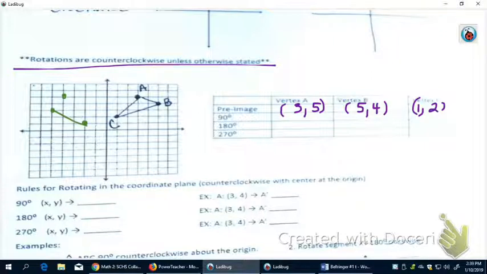And the easiest way just to see it is to graph it. And I'm just going to write 90 degrees counterclockwise right there just to remember that that was what that one was. And I'm going to come over here to the side and write those coordinates I just said.